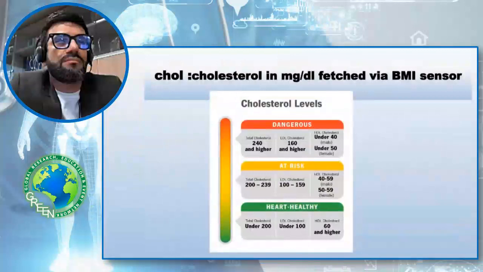Another parameter is CHOL, cholesterol, a very popular, well-known parameter measured in mg/dl. It refers to a fatty substance essential for building cells and producing certain hormones. But high levels can lead to a buildup of plaque in arteries, increasing the risk of cardiovascular diseases such as heart attack and stroke.